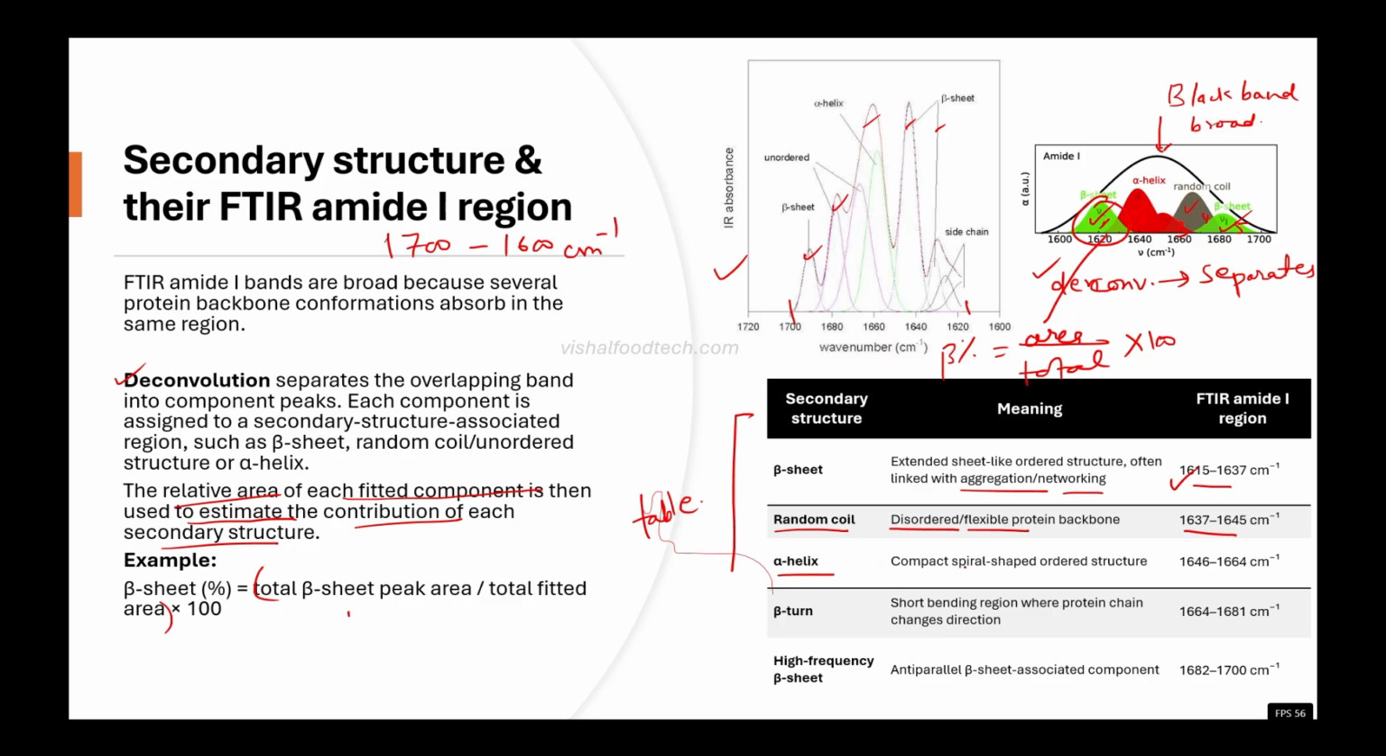Similarly, alpha helix is there, which represents a compact spiral shaped or ordered structure. Beta turn is a short bending region where the protein changes direction, and high frequency beta sheet is also there in the range of 1682 to 1700. So these are anti-parallel beta sheet associated components.